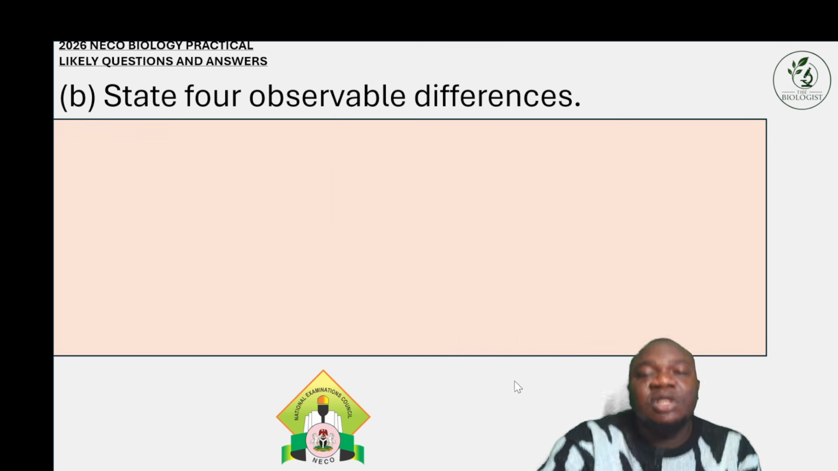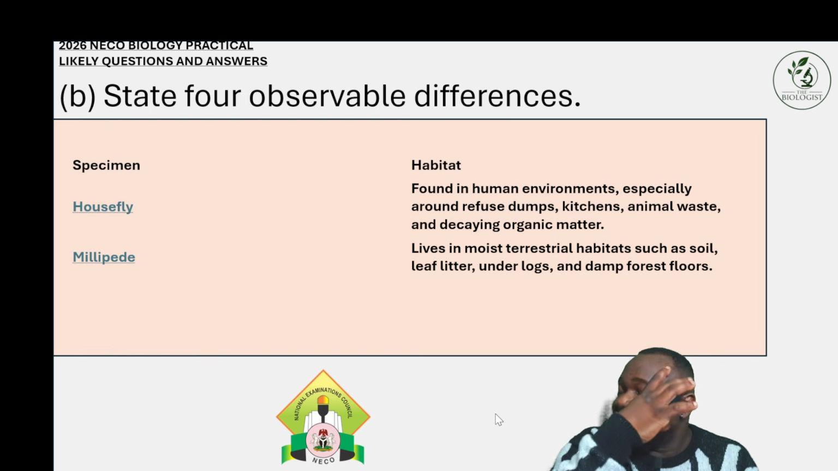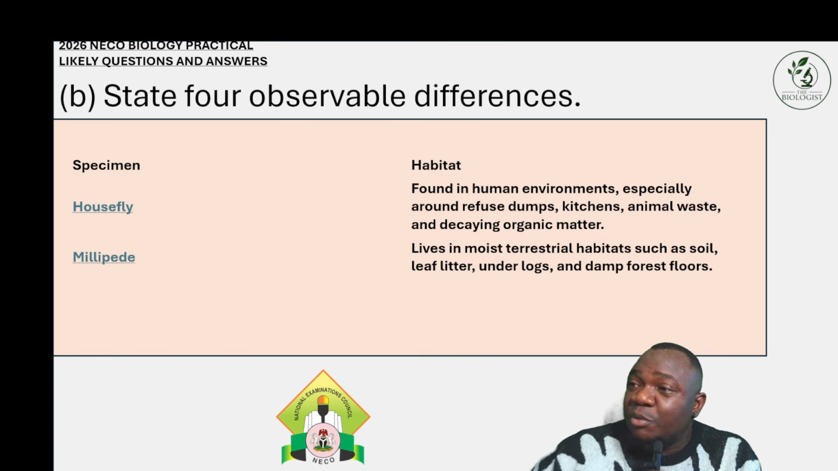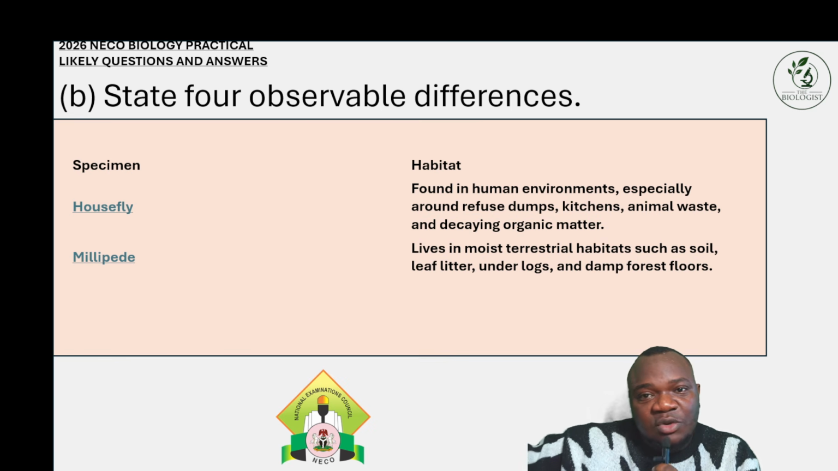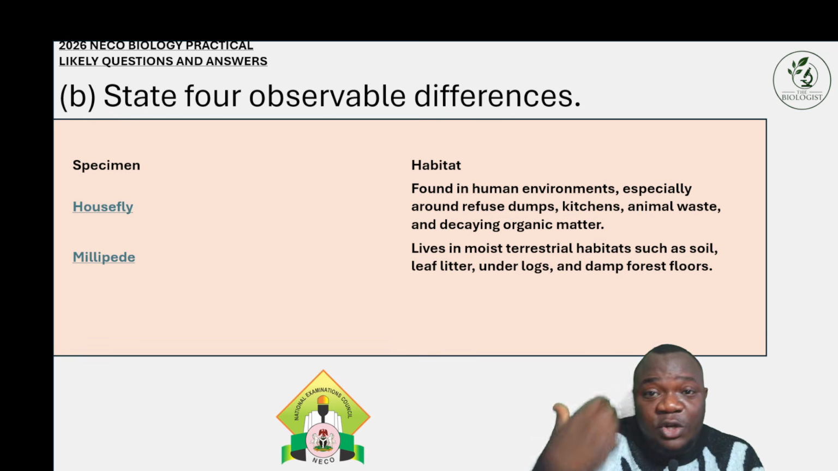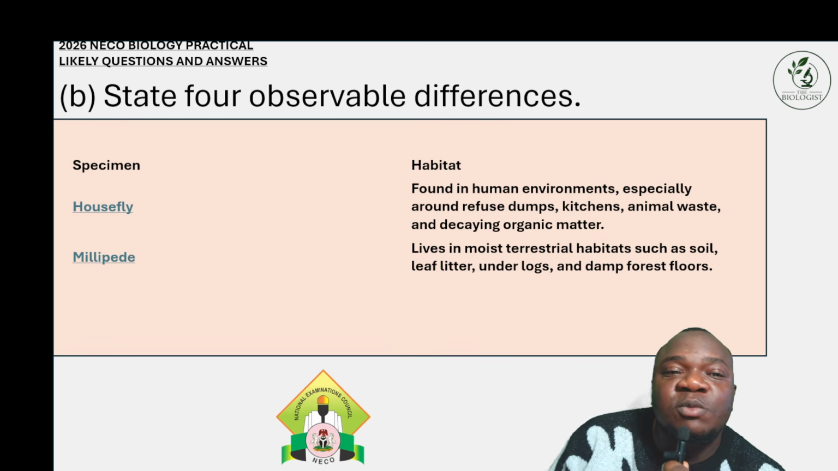Okay. So for the next one, it's very important for you to know the habitat of each species. Okay. So for the housefly, they are found in human environment. You can find them around refuse dump where you put dirt and waste. You see them around it. Kitchen, animal waste, decaying organic matter. So it's very important for you to find them around those places.